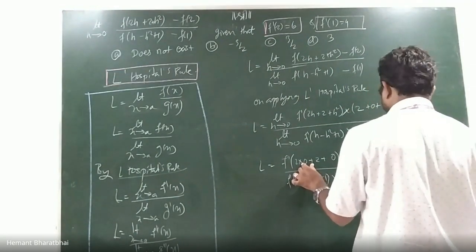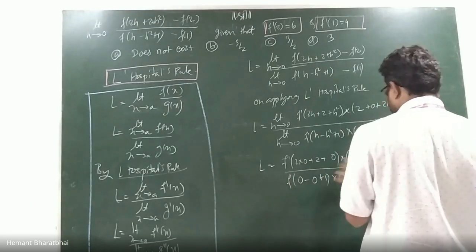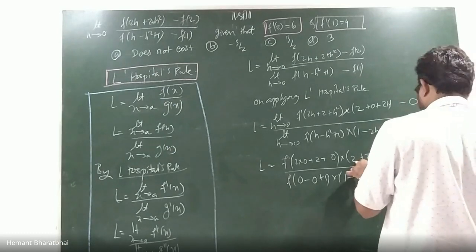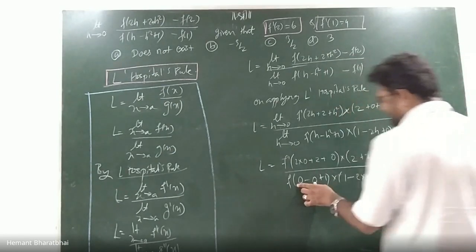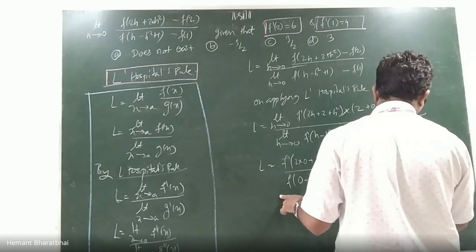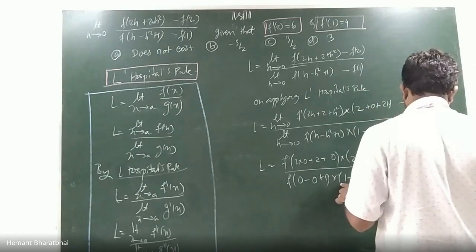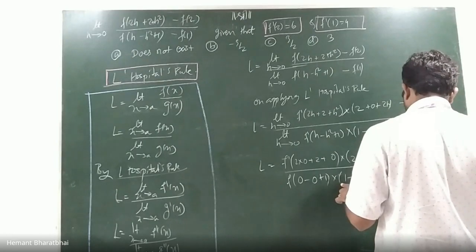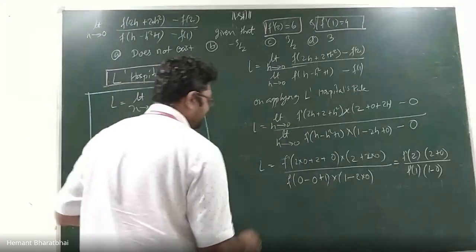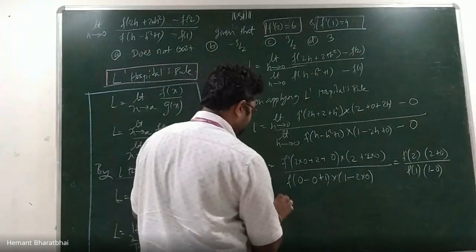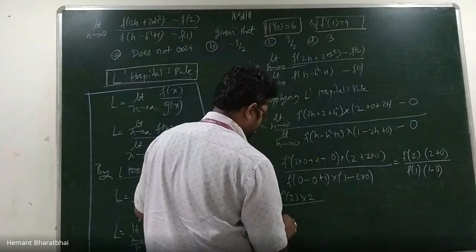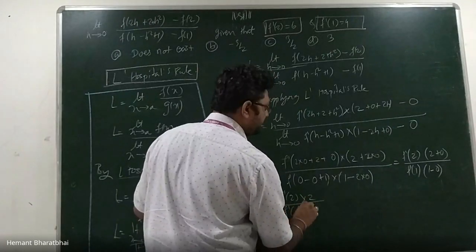So that will be 2 into 2 plus 2 into 0, so that will be 2 plus 0. The whole upon 0 minus 0 is 0, 0 plus 1 is 1. So this will be f dash of 1 into 1 minus 2 into 0, so that will be 0. Okay, so I'll get L is equal to f dash of 2 into 2 upon f dash of 1 into 1.